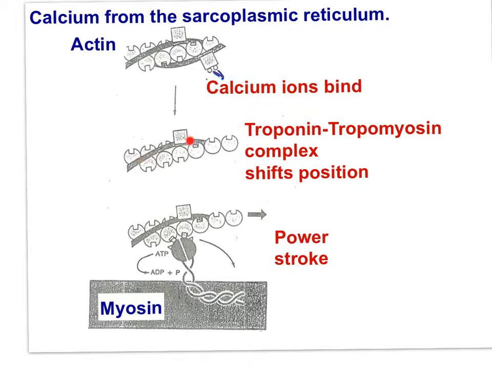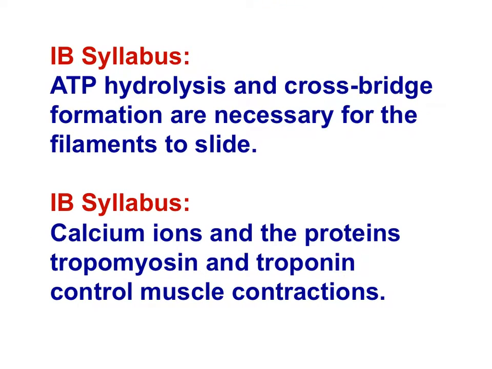The tropomyosin shifts position, revealing the binding sites on the actin. The myosin heads bind to the actin, hydrolyze ATP, and change shape, pulling the actin to the middle of the sarcomere. Here are two IB syllabus statements that should feel relatively comfortable at this point.